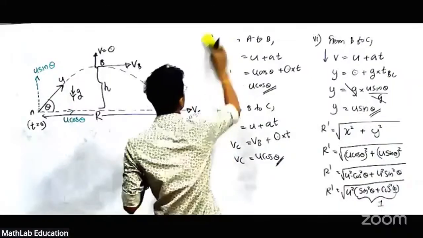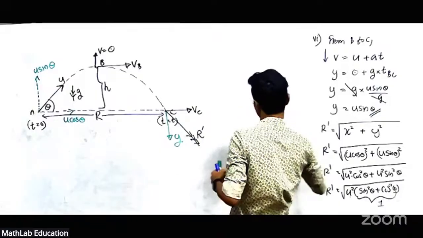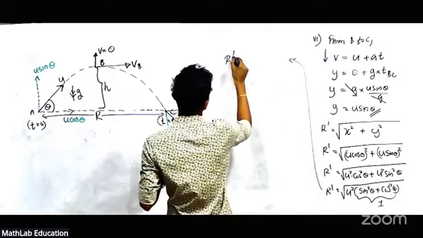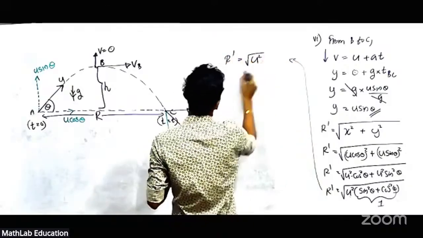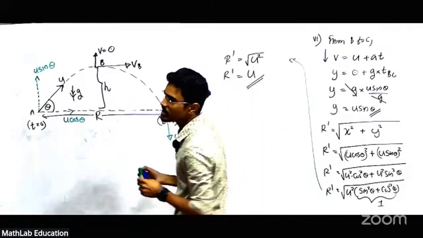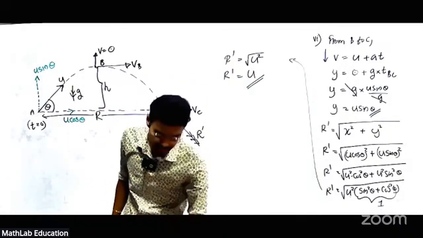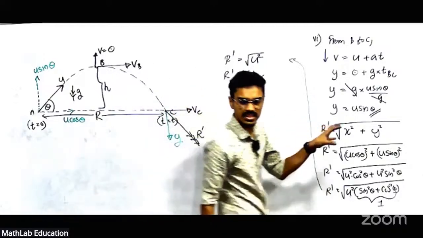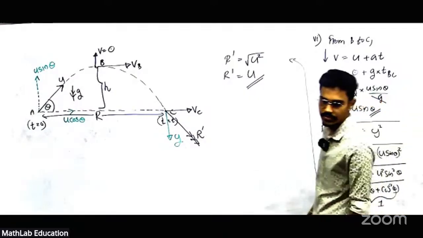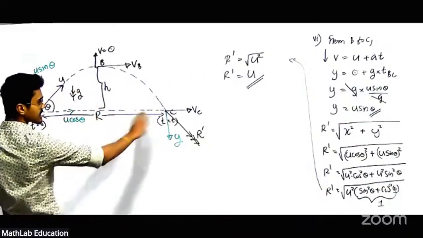Keep simplifying. So R dash equals root u squared, which means R dash equals u. It returns with the same initial speed. That's the learning. This is also happening in a symmetric motion only. If the motion is asymmetric, velocities are also different. If the motion is symmetric, initial velocities and final velocities are the same. Only the directions are different.